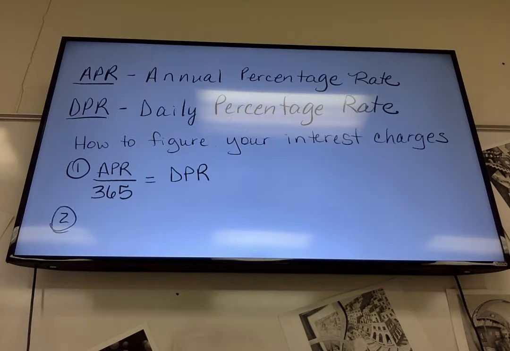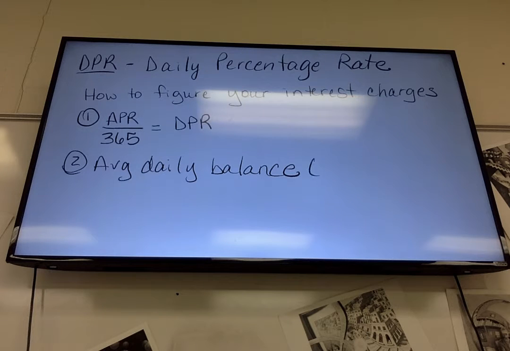Number 2, you'll need to be able to figure out the average daily balance. And we'll talk about how to do that here in a minute. Your average daily balance is not the balance you have at the end of the month. If you used it some more, they're going to charge you more interest. It's not like you get a free month of interest. So they're going to charge you. And we're going to call that ADB for average daily balance, just so you know what it is when you see it. Number 3 is taking that average daily balance and timesing it by the daily percentage rate.